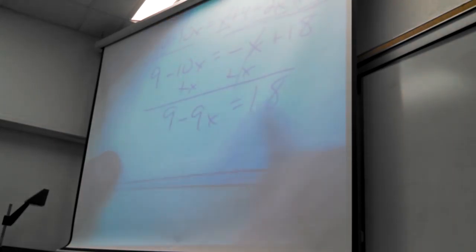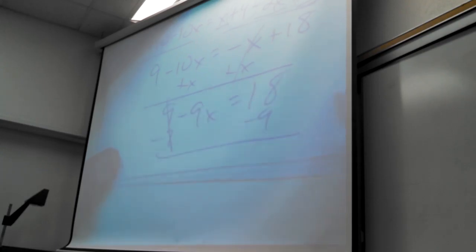So here, what would I do next? Subtract 9. Yeah, so you could have subtracted 9 at the same time. You're fine. Subtract 9, and I get negative 9x equals 9. Divide by negative 9, I get x equals negative 1.